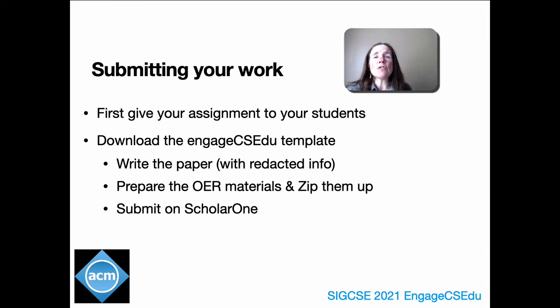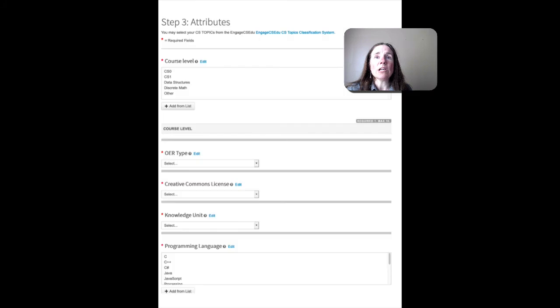The next step is to create a single zip file of all the materials other than the main paper. Then you need to create an account on Scholar One and do the submission. Just like when you do a paper submission, you need to repeat some of the information from the paper, like the abstract and the metadata, as part of the submission process.